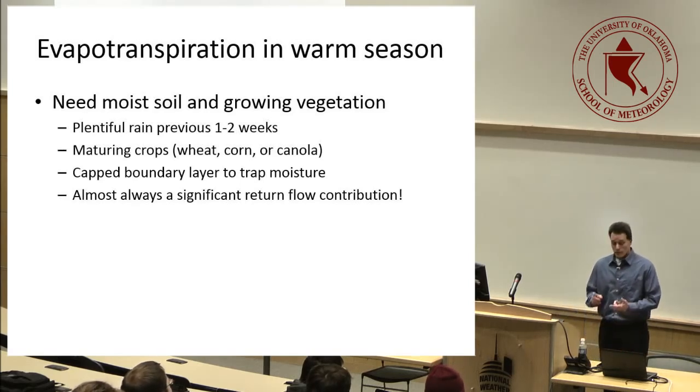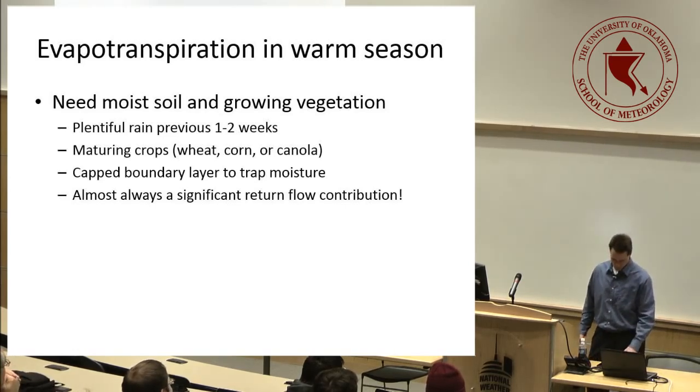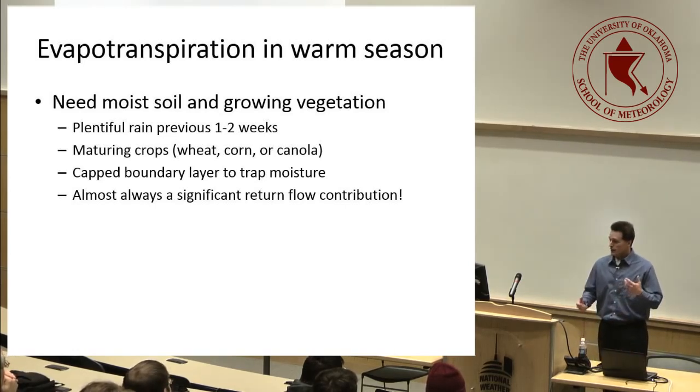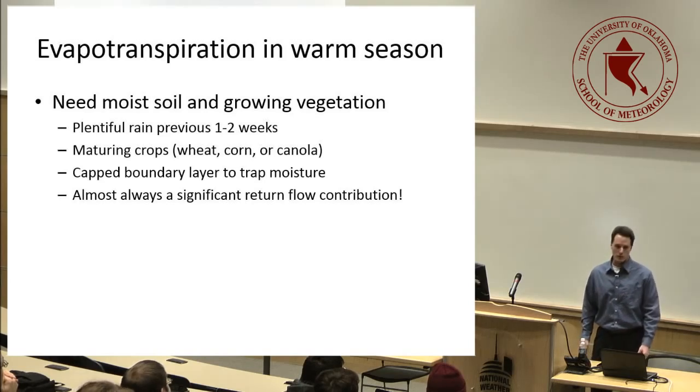Okay, but what you do need to consider is if it does make a difference, corn transpires pretty readily compared to a lot of things, but you get evapotranspiration, you get transpiration from wheat, canola, if you go far enough north into the northern plains and Canadian prairies. You need to have a cap boundary layer to keep the moisture accumulating in that layer, and it needs to generally rain for the couple of weeks in advance.